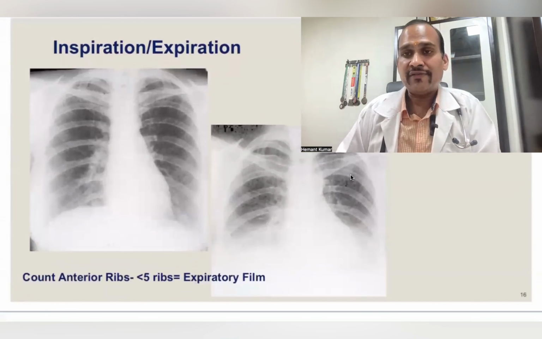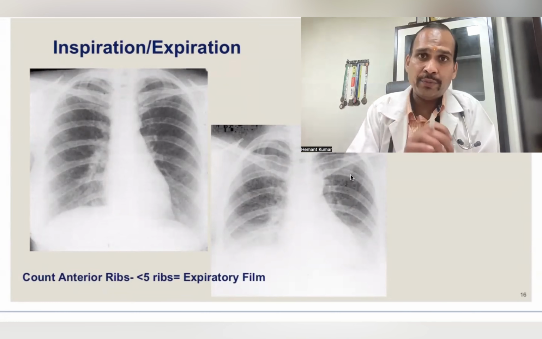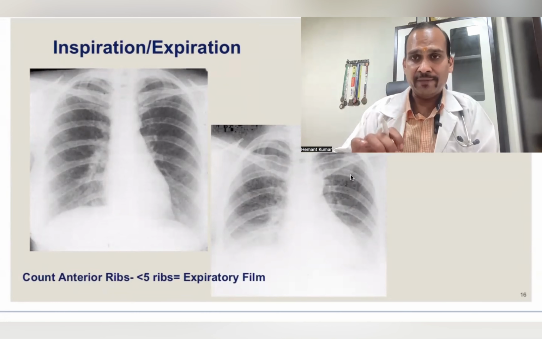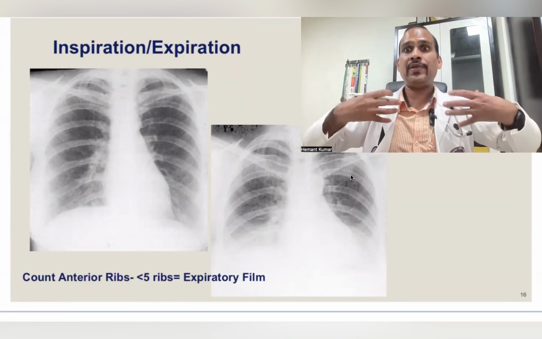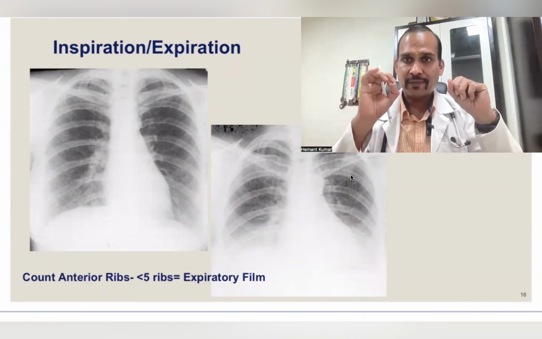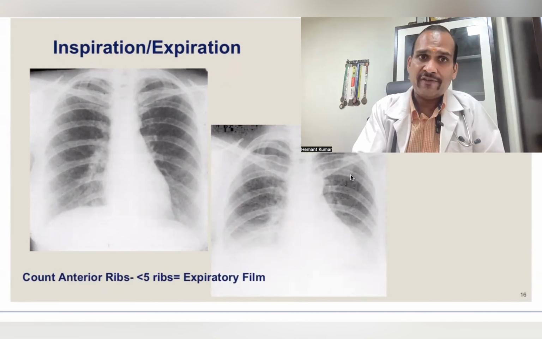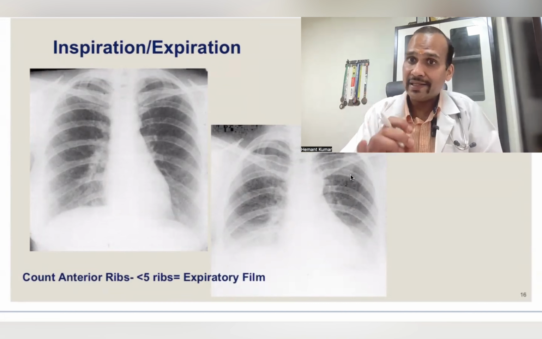Now another thing is whether the film is inspiratory or expiratory. As I told you in the beginning, we have to get an inspiratory film for correct diagnosis. Ask the patient to take a deep inspiration and hold, then click the X-ray. Okay. So how to see whether it is an inspiratory film or expiratory film? We have to count anterior ribs.